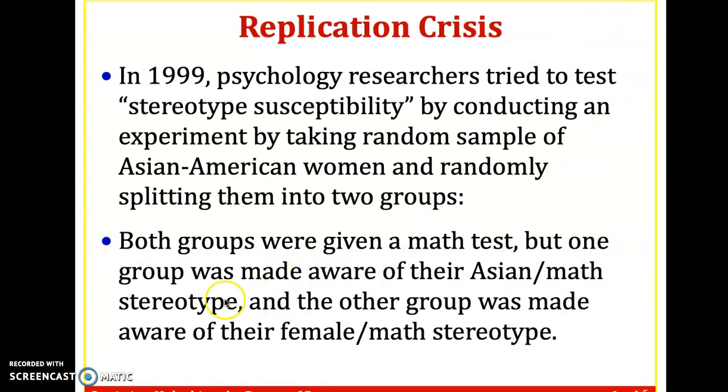And then the other group was made aware of the female math stereotype. So before giving the test, they passed out the test, and the researcher said something like, females don't do well on math tests, so don't expect to do as well on this test. Something like that, some type of line to try to stoke those two stereotypes. And then the two groups did the test to see what would happen.